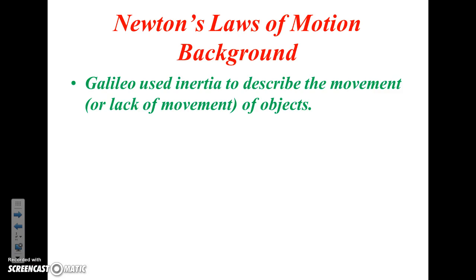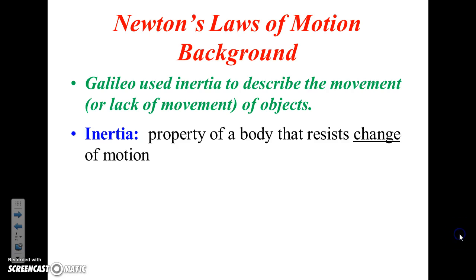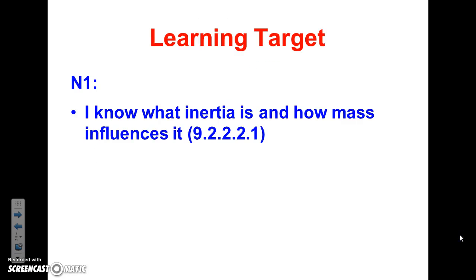So Galileo used the idea of inertia to describe the movement or the lack of movement of objects. You should know that definition for inertia: that property of a body that resists change in motion. Our learning target number one was to know what inertia is and how mass influences it. So we know what inertia is, now we need to see how mass influences it.